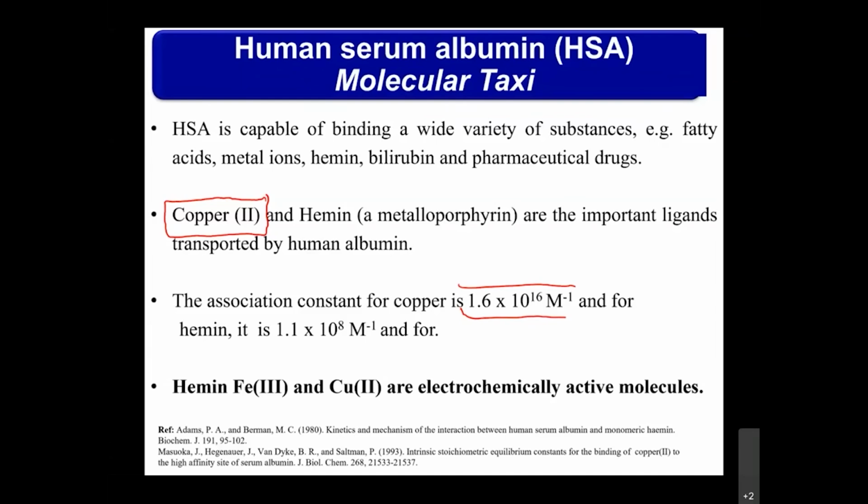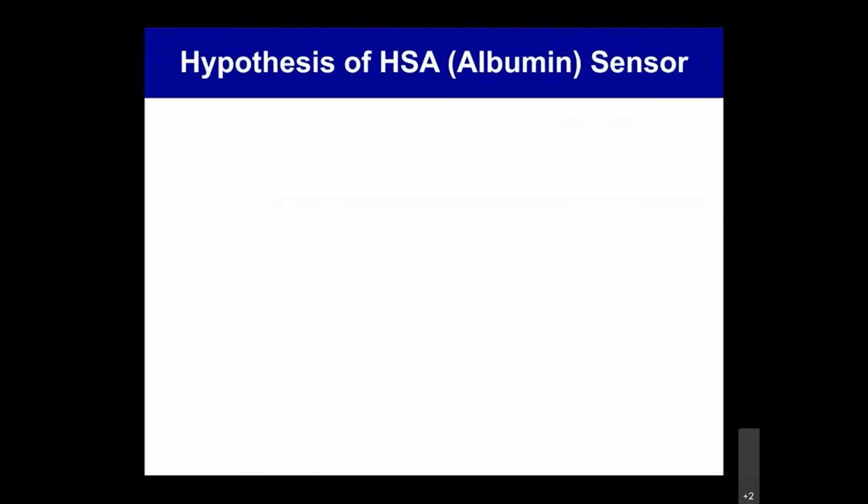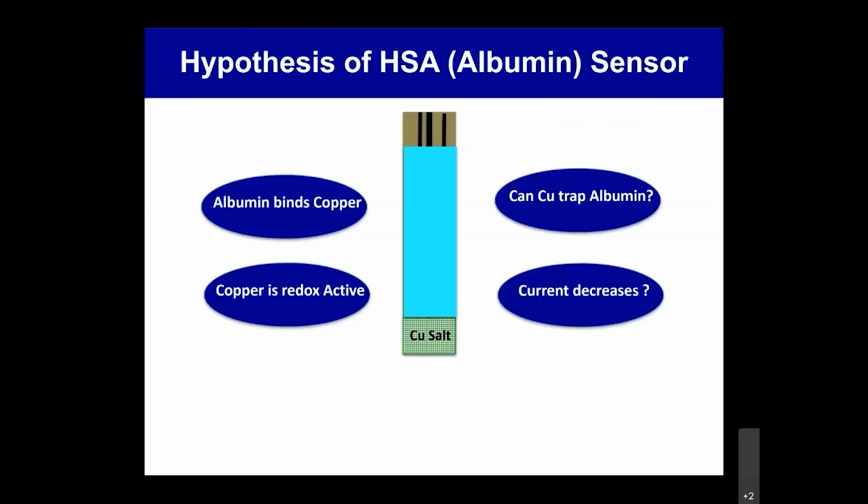That's the beauty. So what I've been able to do is build a sensor with this hypothesis that albumin binds to copper. While albumin is not electroactive, copper is redox active. If copper binds to albumin, that copper is not available for me for electrochemistry. And hence, if I measure the current from the copper, that should be an inverse function of the albumin concentration, right?